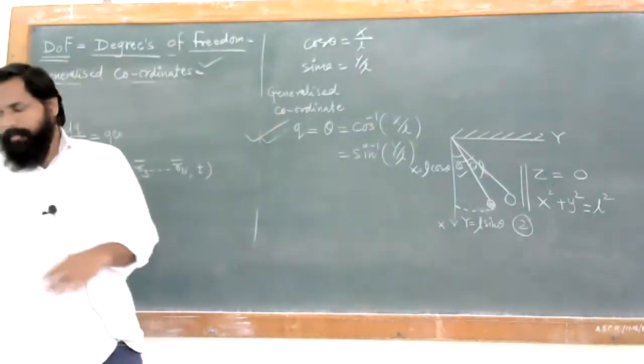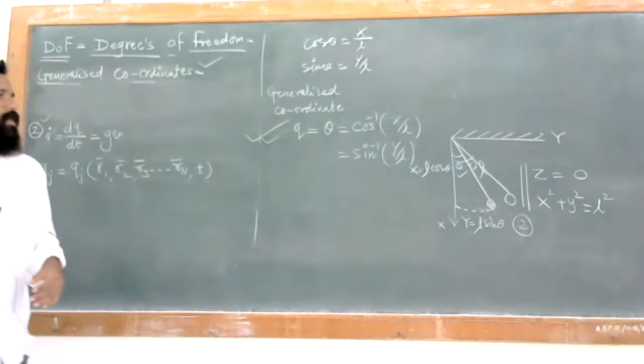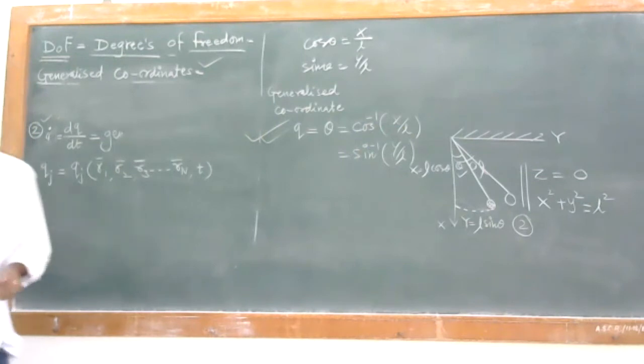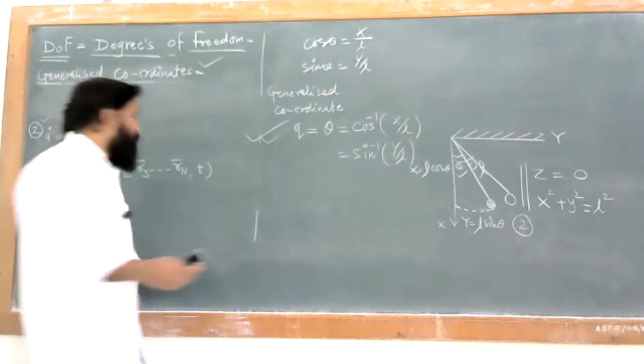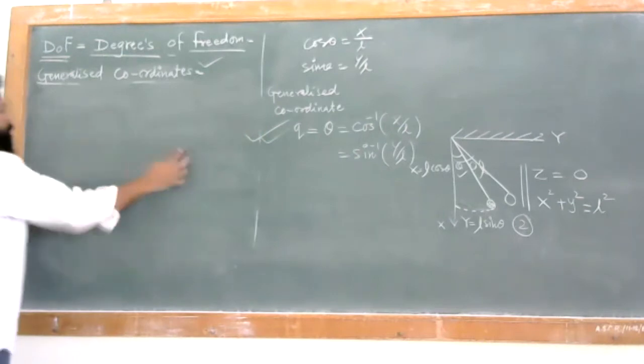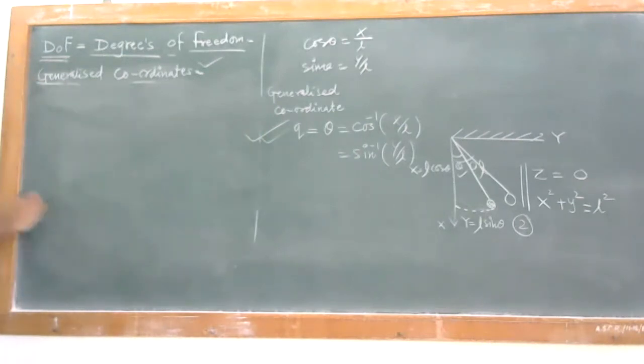I'll have a second one. The second example is like this. Let us say the motion of the particle is constrained to move on the surface of a sphere. I'll just draw a sphere here. We'll have a consideration.